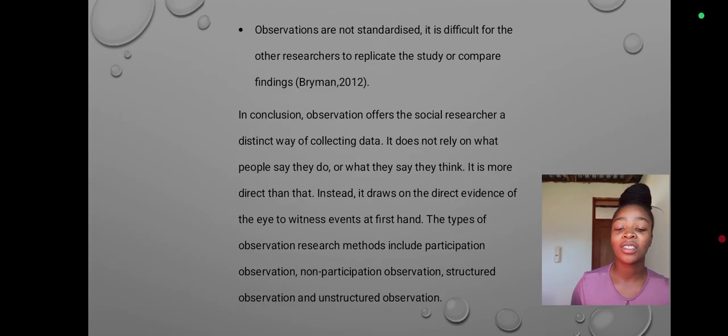In conclusion, observation offers the social researcher a distinct way of collecting data. It does not rely on what people say they do and what they say they think. It is more direct than that. Instead, it draws from the direct evidence of the eye to witness events at first hand. The types of observation research method include participant observation, non-participant observation, structured observation, and unstructured observation.